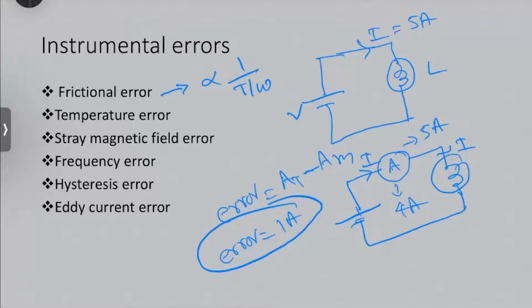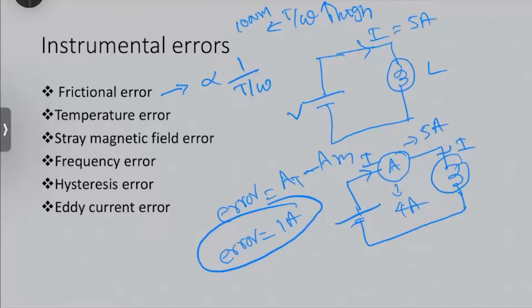What is meant by torque to weight ratio? Let's take developing a torque of 10 Newton meters. The instrument whose weight is very low will have less friction losses. What it indicates is that the torque to weight ratio should be very high. For a given instrument, if the torque to weight ratio is very high, then the frictional error is going to be less.